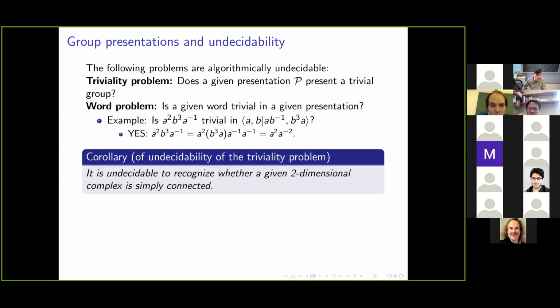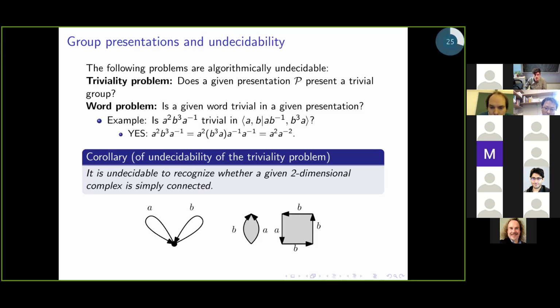And let me mention, this is perhaps the first basic consequence in topology, the following corollary of the triviality problem: it's undecidable to recognize whether a given two-dimensional complex is simply connected. This complex might be a CW complex or a simplicial complex, depending on how one wants to represent the input. But let me just show basically the proof of this corollary.